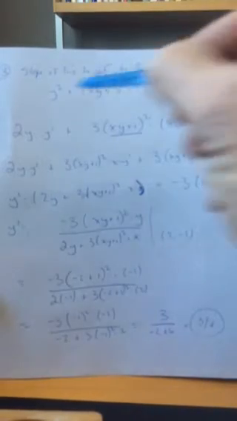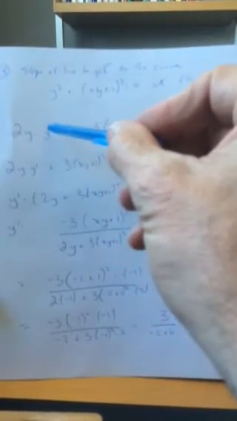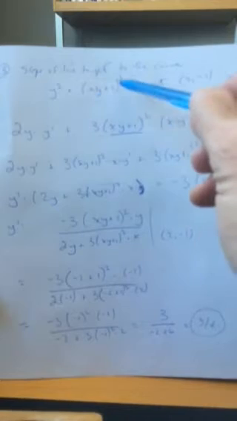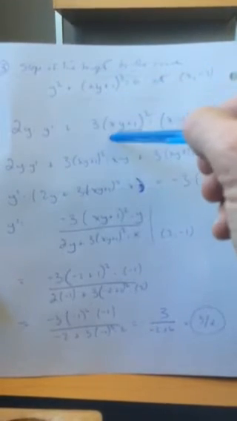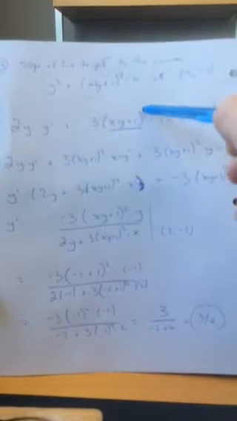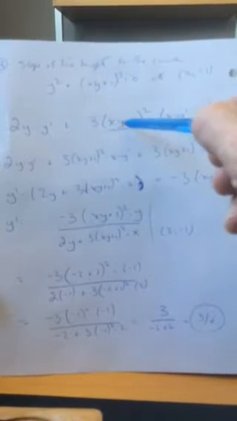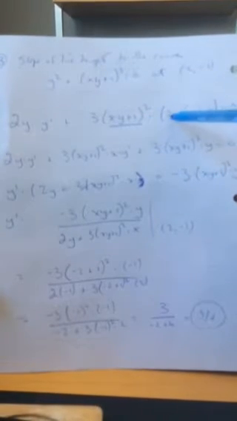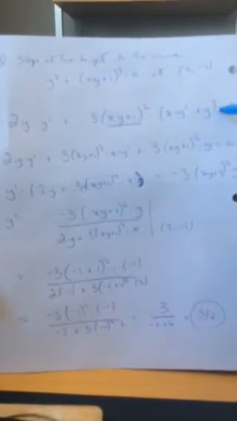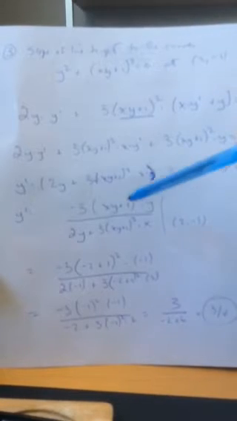So let's review. 2y times y prime, that's easy. When you have something like this, I advocate doing the power rule, 3xy plus 1 squared. Underline this because you have to multiply by the chain. And this becomes xy prime plus y equals 0.